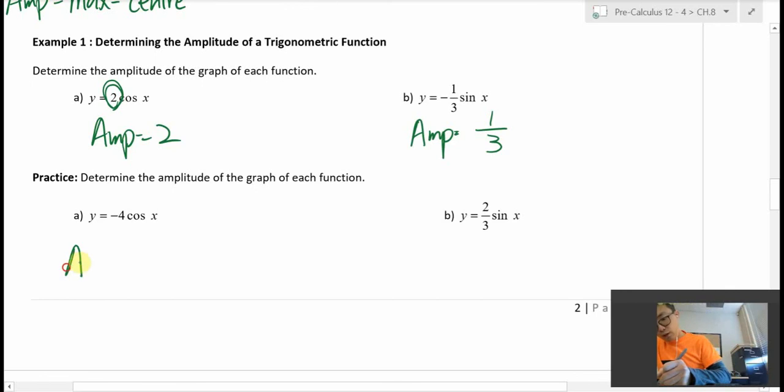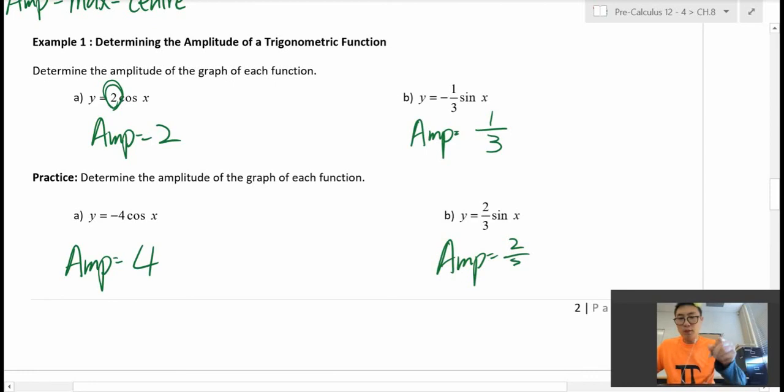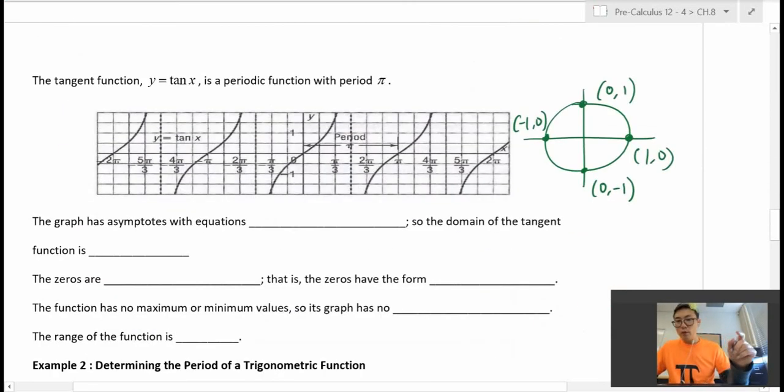Okay, hopefully you get amplitude being 4 here. Again, negative sign does not matter. And amplitude here would be 2/3. Okay, this is true for both sine and cosine. Okay, and of course, we're going to move on to tangent, which you can see the graph is quite different from sine and cosine functions.